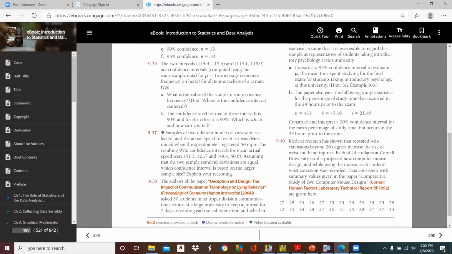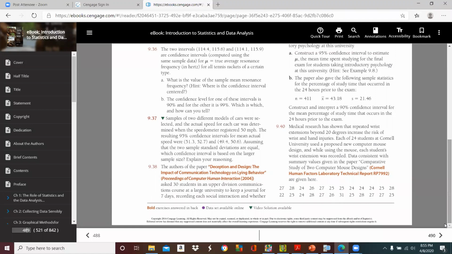So each of 24 students at Cornell University, so 24 is our sample size, used a proposed new computer mouse design, and while using the mouse, each student's wrist extension was recorded. That's what's recorded down here, the 24 wrist extensions, the measures of wrist extension. Let's go down a little. I think we have to go to the next page.